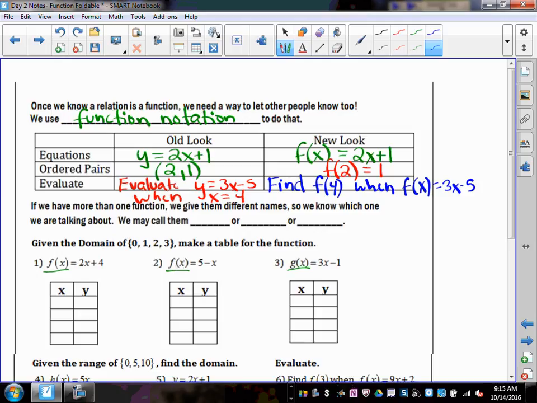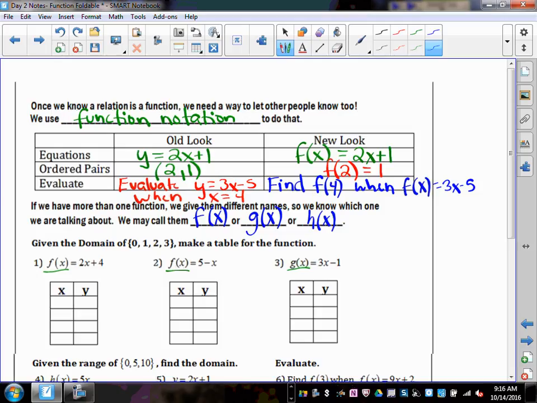So if we have more than one function, we give them different names so we know which one we're talking about. Instead of having y equals y equals y equals, if I tell you, all right, find y equals, you don't know which function to use. So we use different names. So we might call it f of x. That's the most common one. Sometimes you might see g of x. You might see h of x. You could honestly see any letter. It could be z of x, d of x, but those are the most common ones.